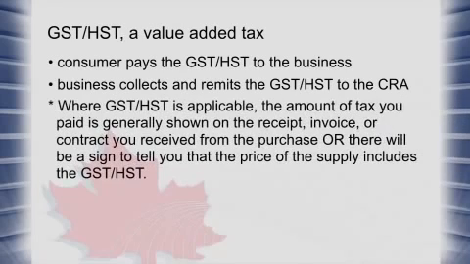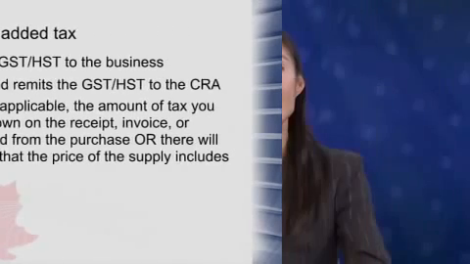When you buy goods or services where GST/HST is applicable, the amount of tax you paid is generally shown on the receipt, invoice, or contract you received from the purchase, or there will be a sign to tell you that the price of the supply includes the GST/HST. The CRA also collects excise taxes on certain manufactured goods and levies excise duties on products such as cigarettes, alcohol, and gasoline. Revenue Quebec collects the GST in Quebec on behalf of the federal government.